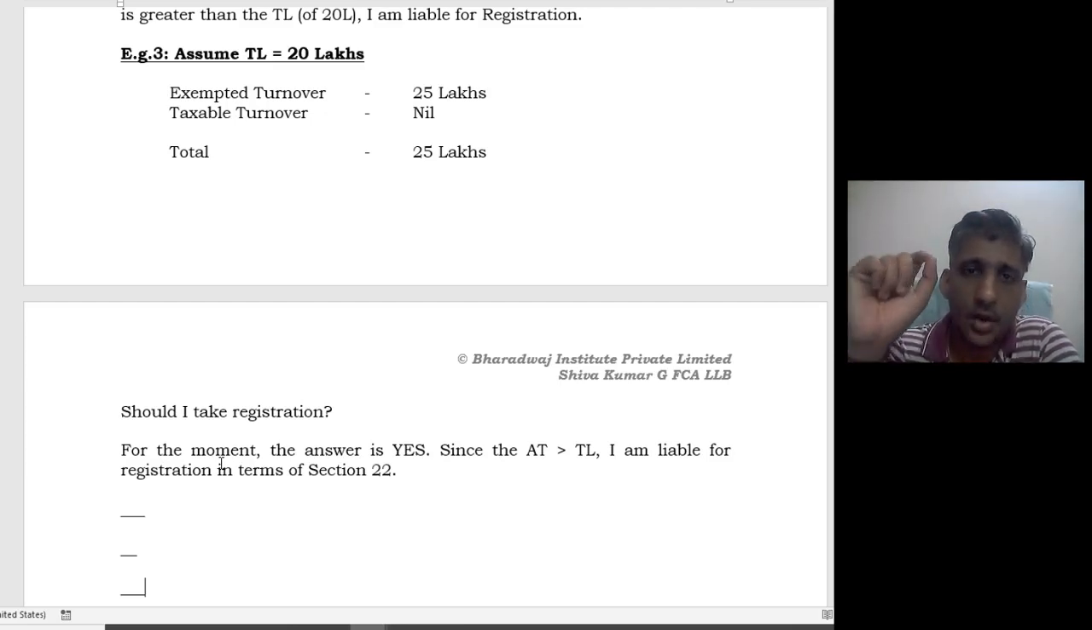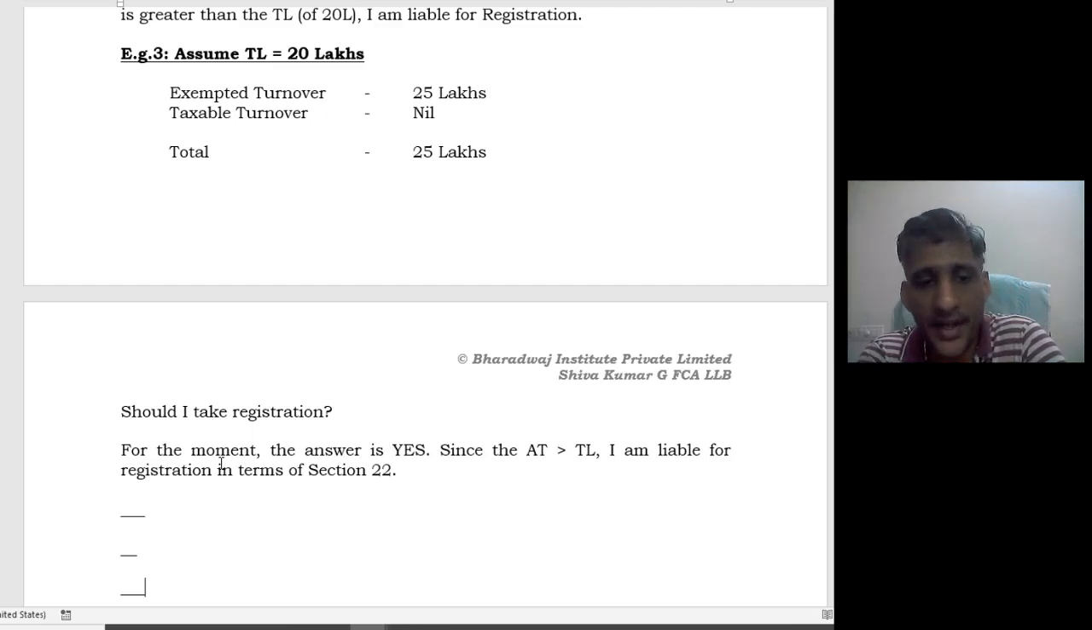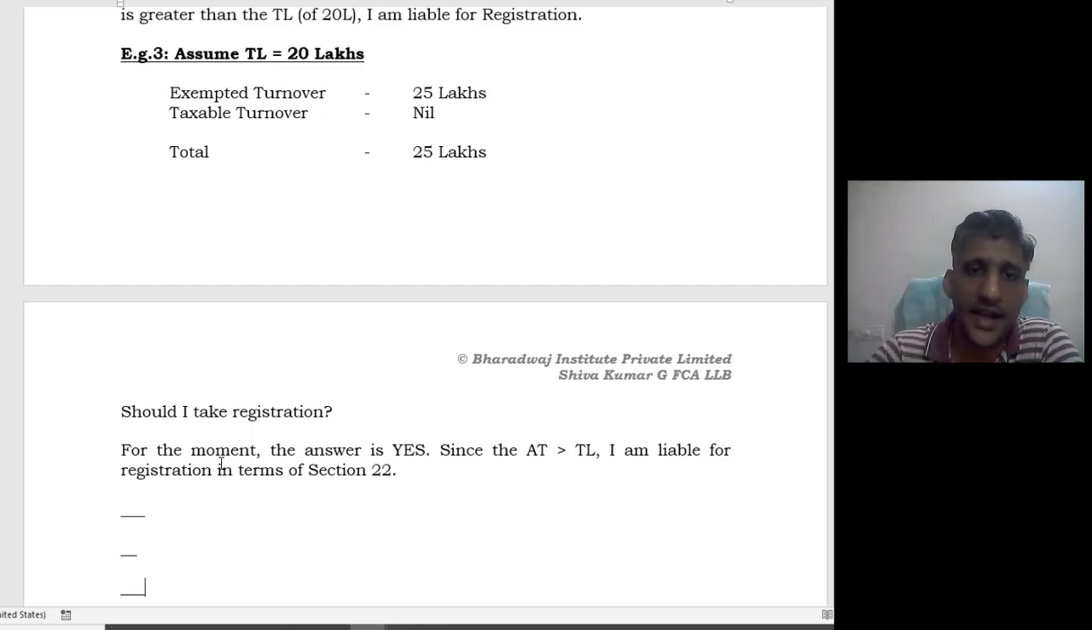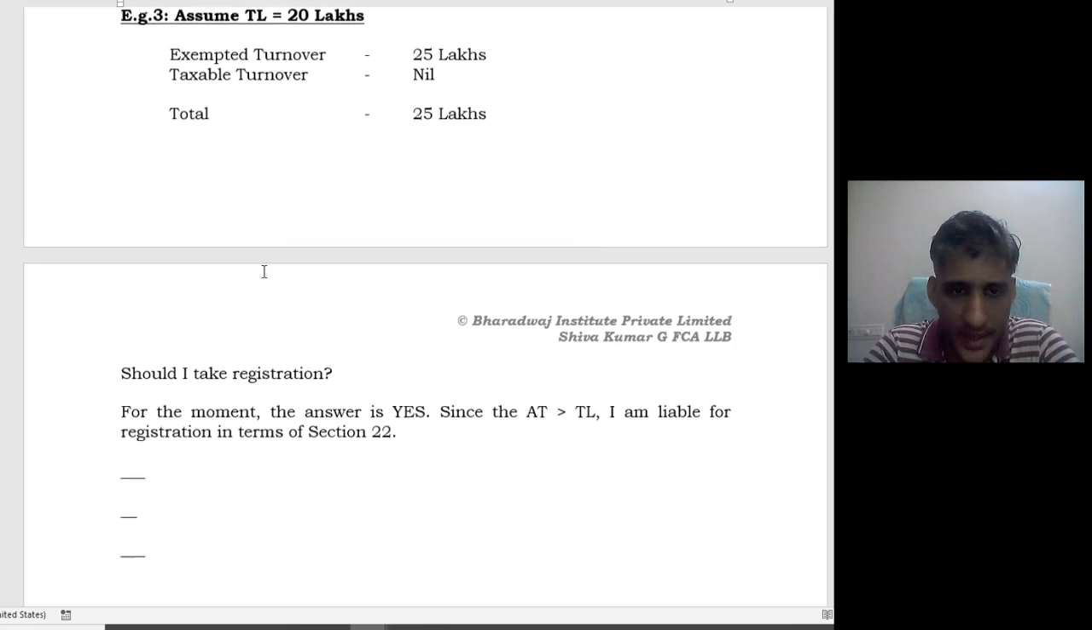Now again, is this the final answer? No, this is the answer in terms of section 22. We are yet to read section 23. Once we read 23, we will update the answer. So again, I kindly request you to update this. Done. Leave some space in example number 3.